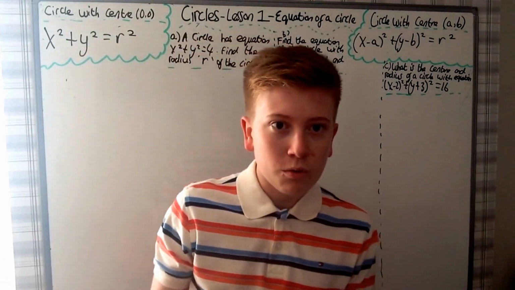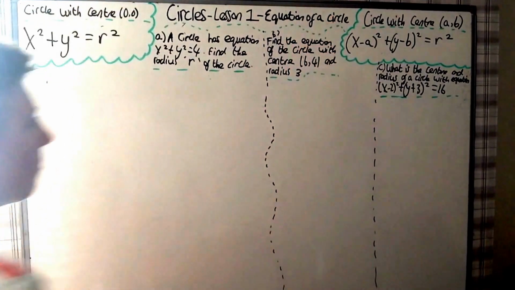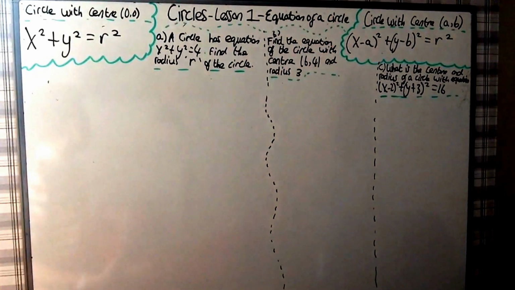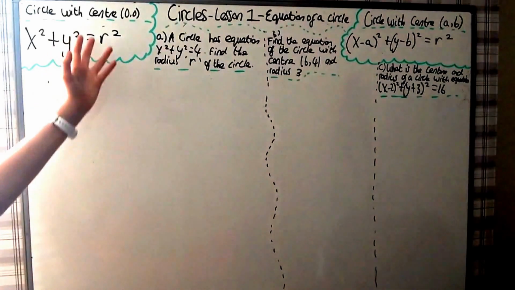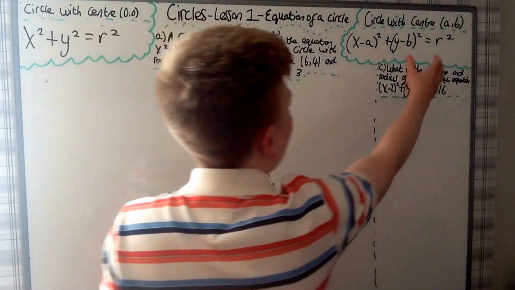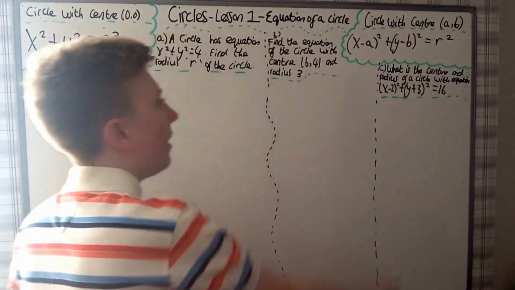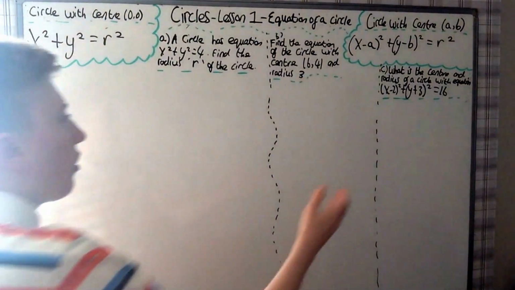A new topic of circles. And in this lesson we'll be going through the equations of a circle. And we have two different forms of a circle equation. We have this form here when we have a circle with centre 0, 0, so the origin. And we have a circle with a centre a, b which has this equation: x minus a squared plus y minus b squared equals r squared.